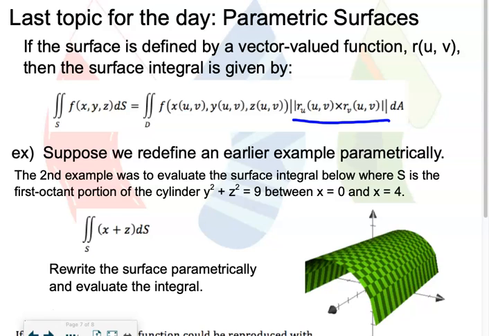Have you all got the formula written down? I'm not sure where we're at. Okay.